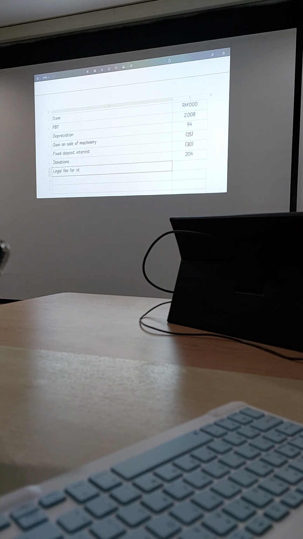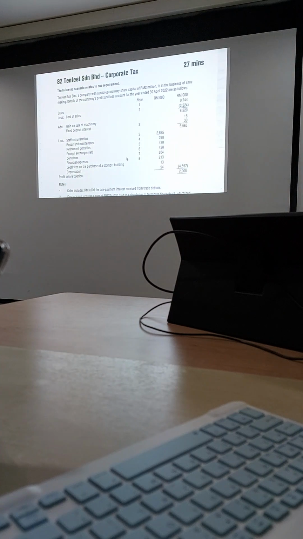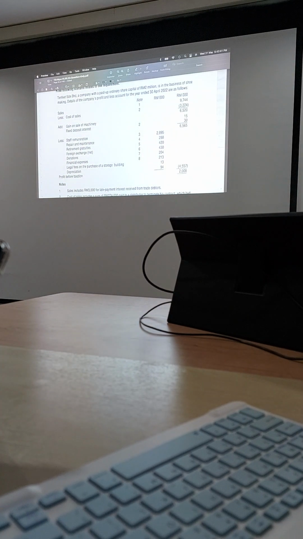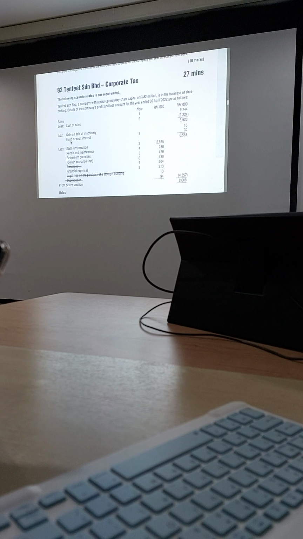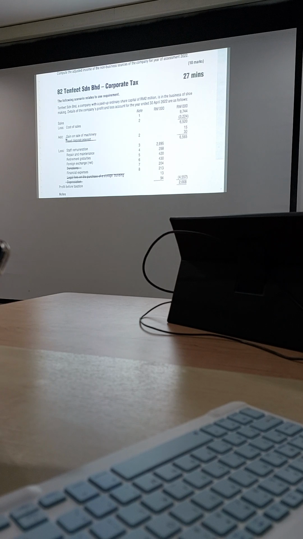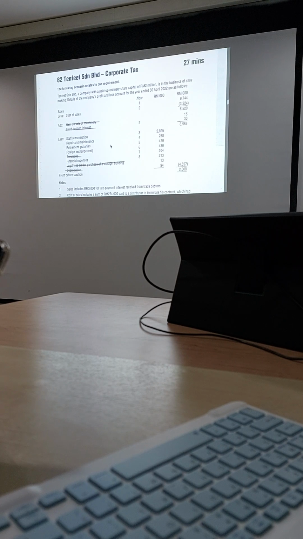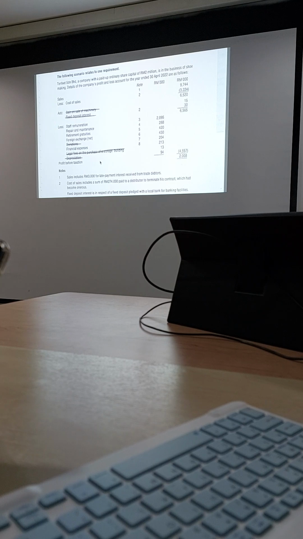Correct. Storage building. Okay, that one add back. 13, yes or not? So what you can do is you can kind of do this like depreciation done, legal fee done, donation done, fixed deposit done, gain on sale done, correct? Yes. At least your headache reduced already.